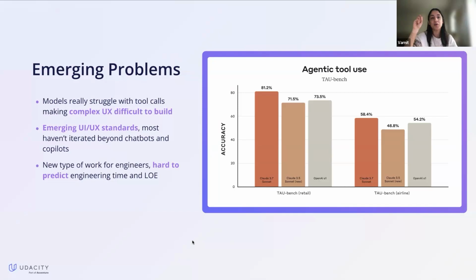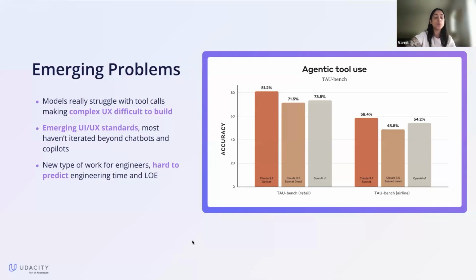So some emerging problems. Models really struggle to make tool calls, which makes it really difficult to build complex user experiences. So what are tool calls? You can think of them as traditional function calls or other agents. It is one master agent calling a bunch of different things to help fulfill a task.